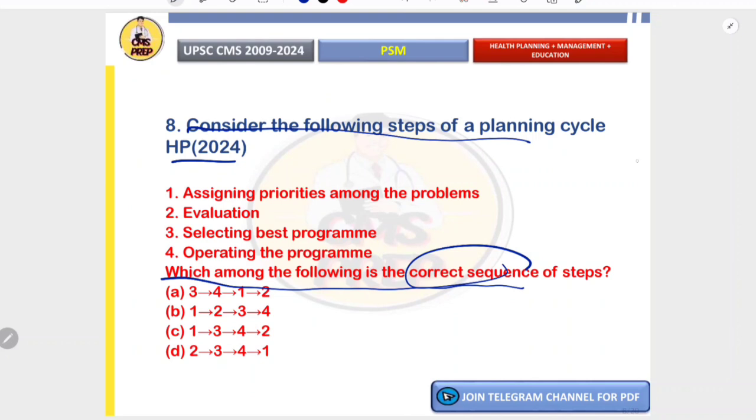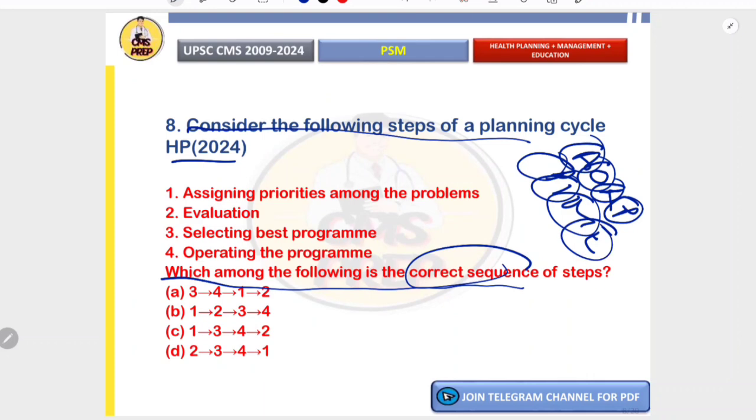So in health planning, the mnemonic is A ORPPIME. A for analysis, O for objective, R for resources, P for priority, P is for planning, I is for implementation, M is for monitoring, E is for evaluation. So the correct option is first we need to prioritize, we need to select the best program, then we operate the program, and after that we do the evaluation. So the correct option is 1, 3, 4 and 2.